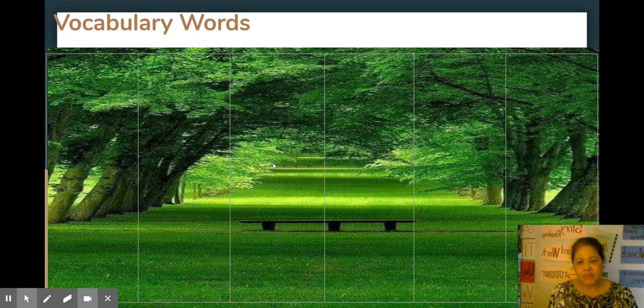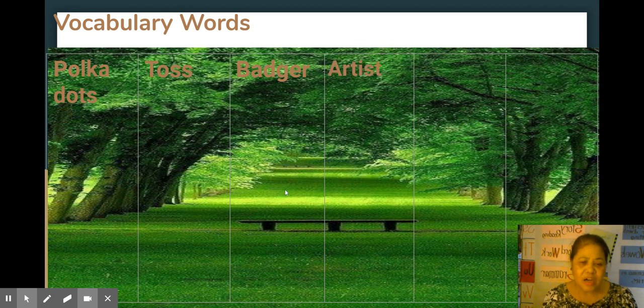Okay. Before we read the story, here are some vocabulary words for you to learn. Ready? Polka dots. Anybody knows what polka dots are? Toss. Think about the words, boys and girls. Badger. Artist. Crowd. Pile.